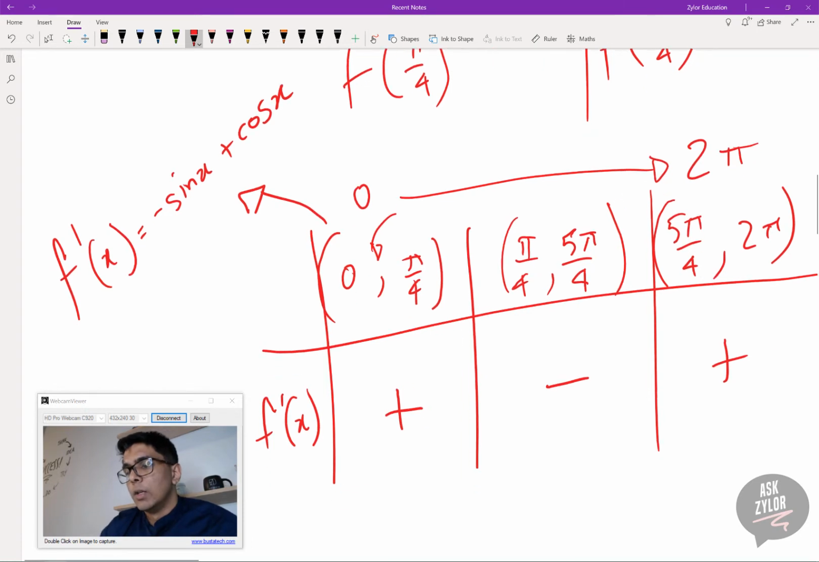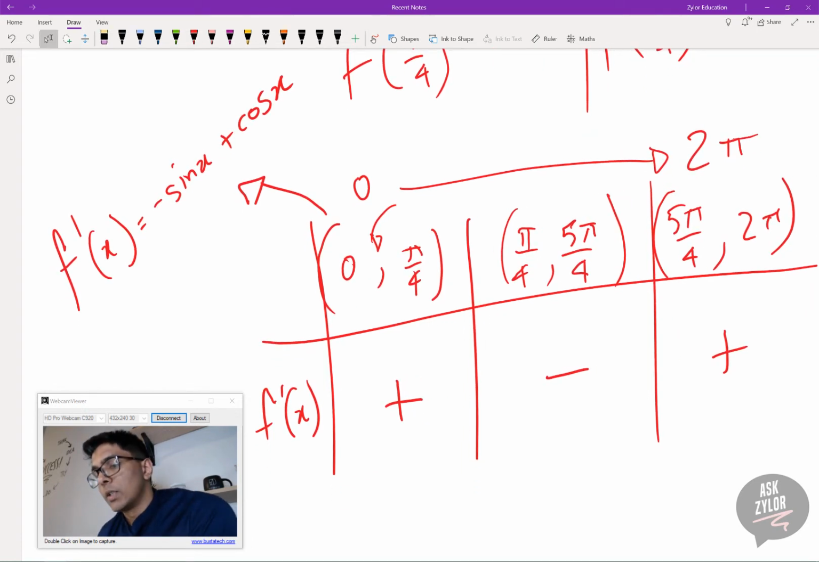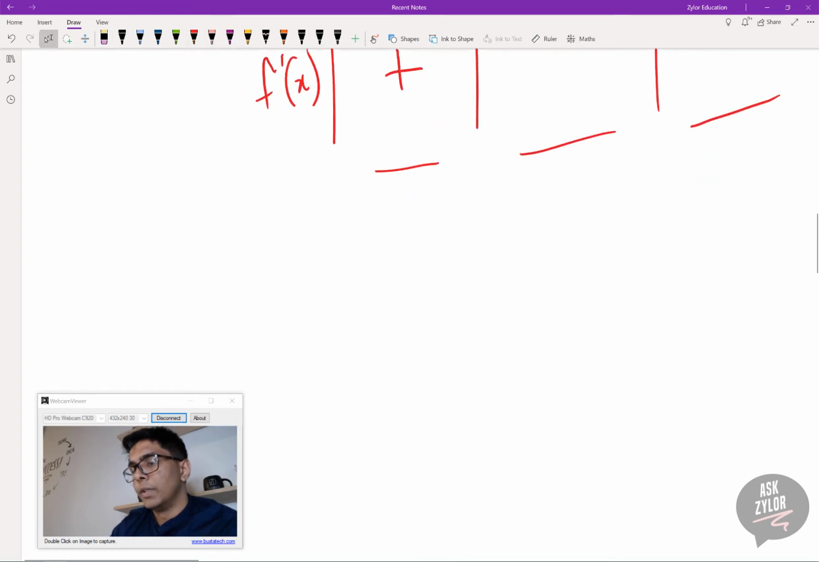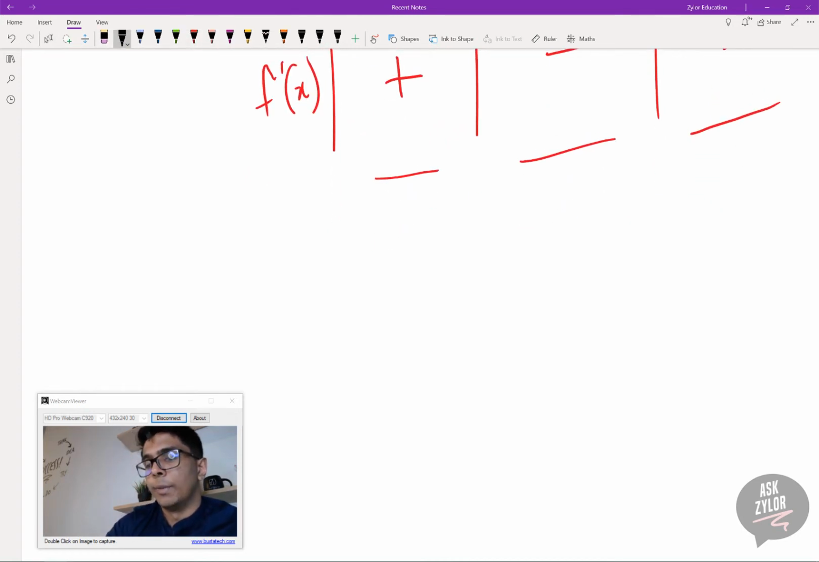Right. So I found out that it's plus when it's between 0 and pi over 4. It's negative when it's pi over 4 to 5 pi over 4. And then it's positive from 5 pi over 4 to 2 pi. What is that telling me? That's telling me that my rate of change is positive over here and over here, but it's negative between pi over 4 and 5 pi over 4. So I feel confident enough that I know I have enough information to plot this.